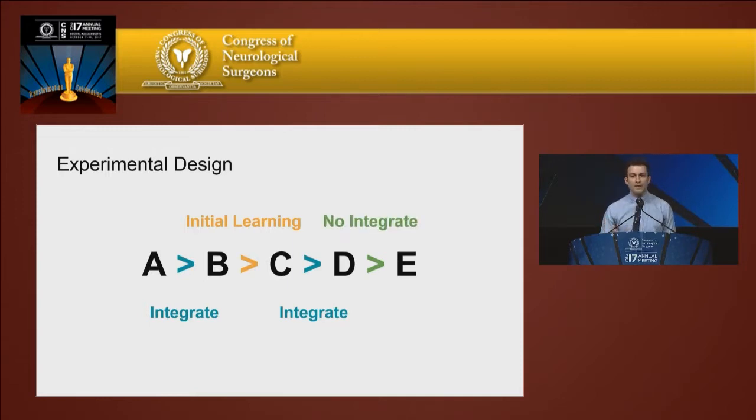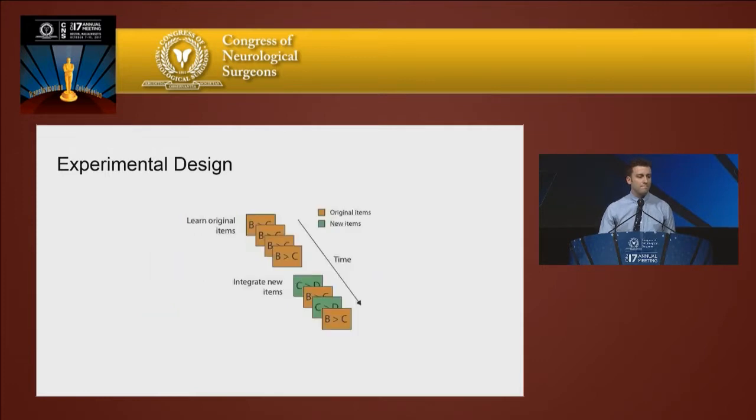Or they learned something entirely new. So D is greater than E, which doesn't build on the initial stem. So this is just an example of how those learning sets would look. They would learn first the stem association, B is greater than C, and then subsequently they would learn one of the stems.